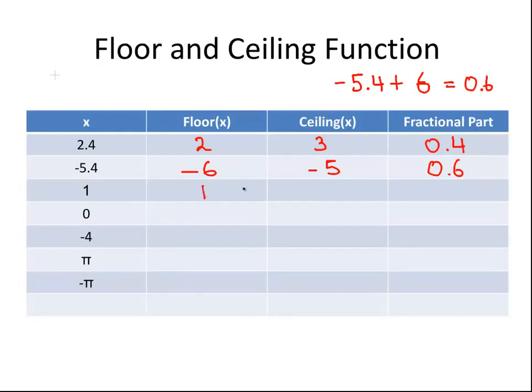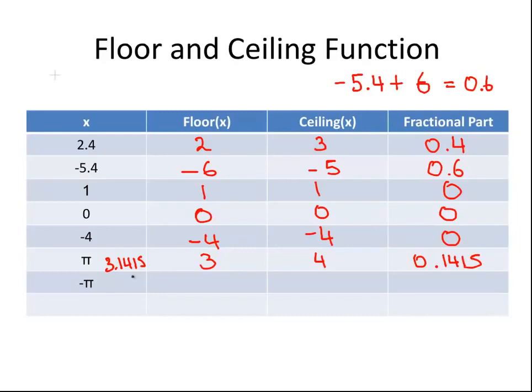Here x is an integer, so 1, 1, and the fractional part is 0. 0 is an integer, so 0, 0, and the fractional part is 0. Again, -4 is an integer, so -4, -4, and 0. Pi, 3.1415, let's say. The floor function of that is 3, the ceiling function is 4, and the fractional component is 0.1415. We're dealing with positive numbers, so it's essentially whatever comes after the decimal point.